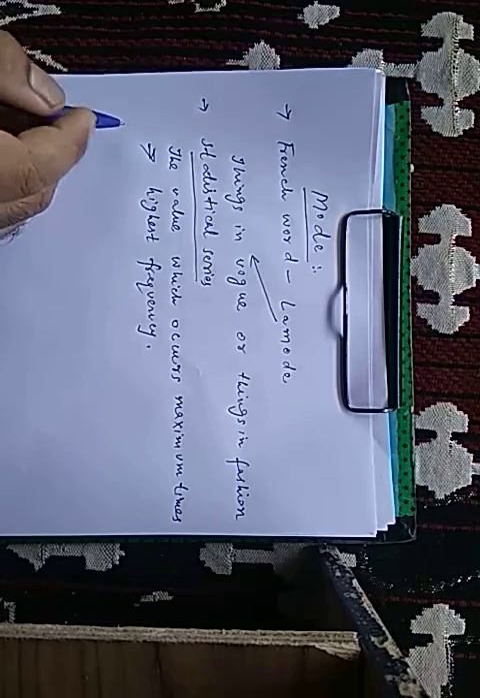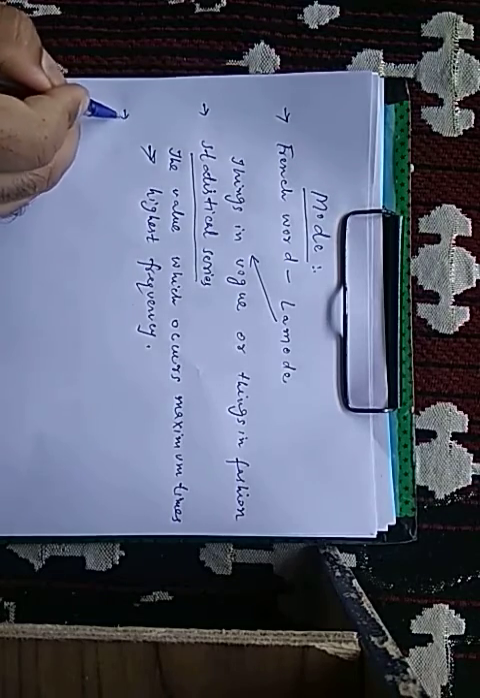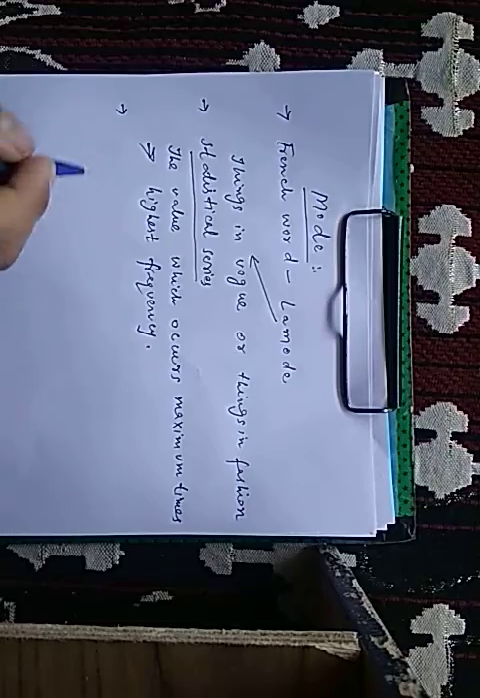As you know, there are three different types of statistical series, such as individual series, discrete series, and continuous series. And we have to learn this mode, how to calculate the value of mode in all these statistical series. This mode is denoted by letter Z.